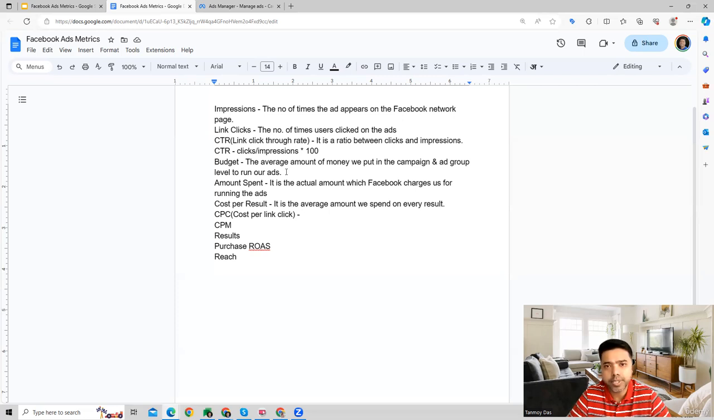This again becomes an important metric to monitor, because when we are running ads with Facebook and we are spending money on advertising our product, it's also important for us to know the average money we spend on every click, because then we can compare its performance with other ad platforms which we might be running in parallel. This way we understand whether the Facebook ads advertising cost is economical or not.